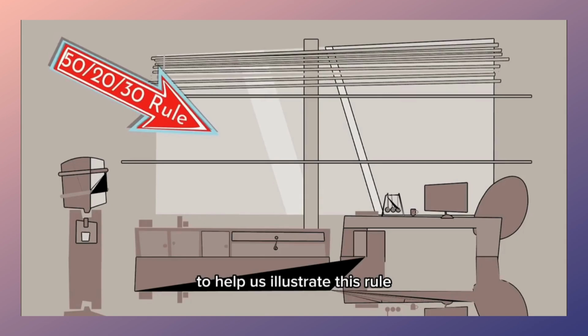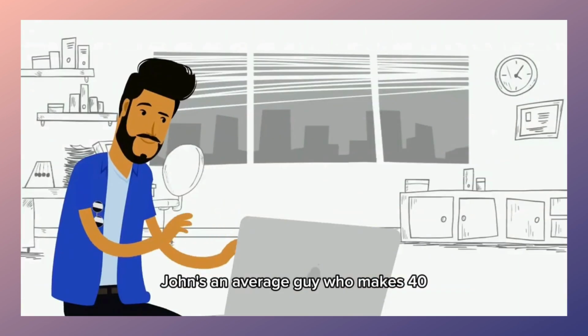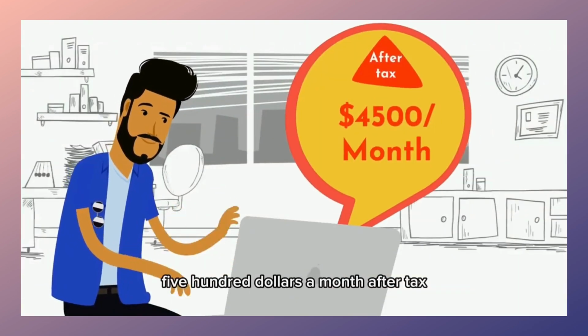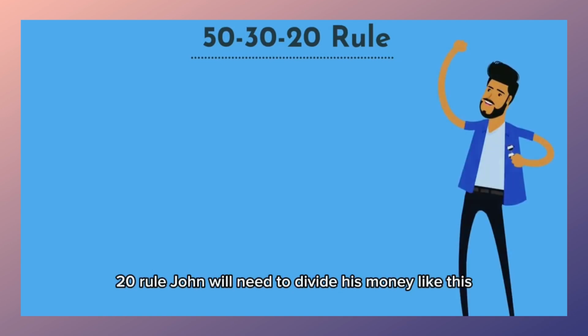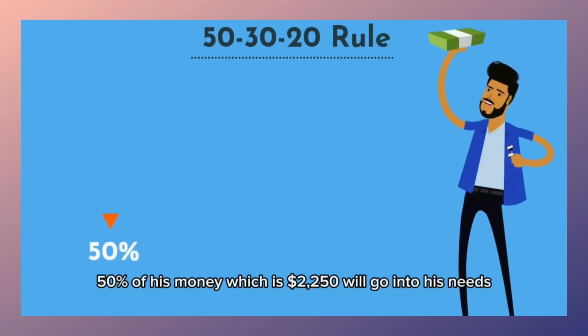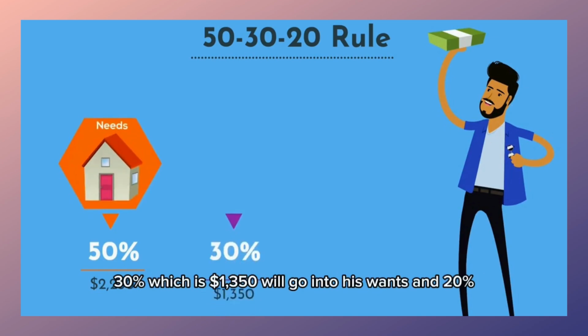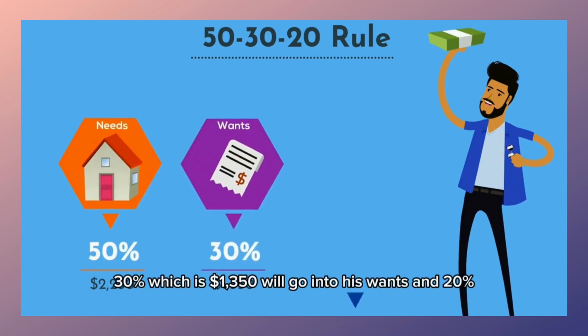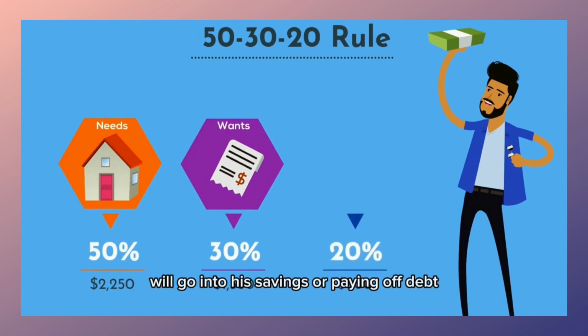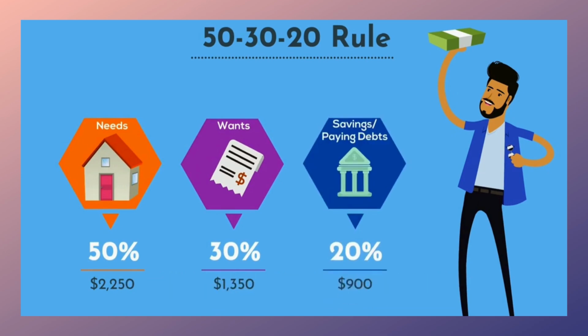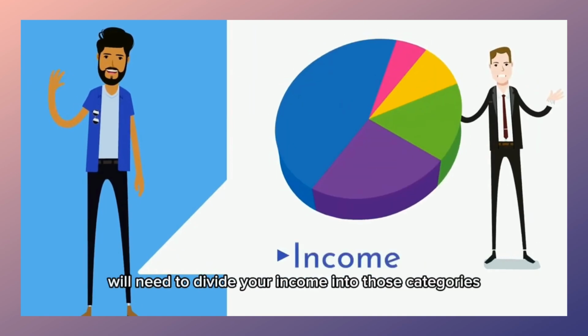To help us illustrate this rule, I'd like you to say hello to John. John's an average guy who makes $4,500 a month after tax. Using the 50-30-20 rule, John will need to divide his money like this. 50% of his money, which is $2,250, will go into his needs. 30%, which is $1,350, will go into his wants. And 20%, which is $900, will go into his savings, or paying off debt. Just like John, you too will need to divide your income into those categories.